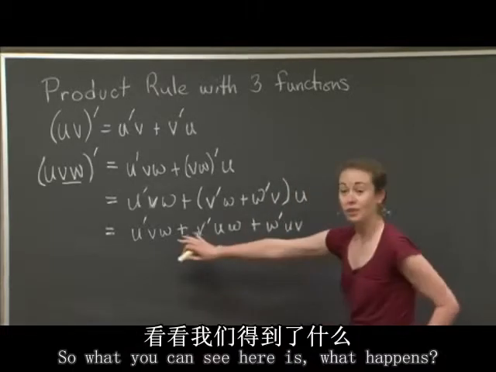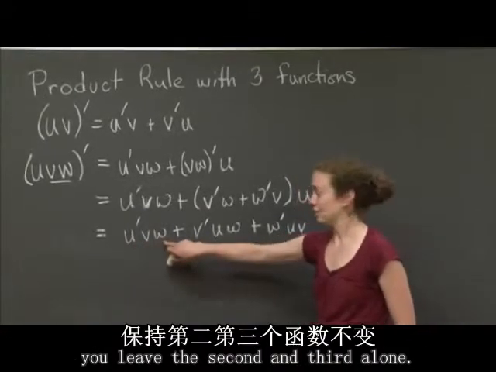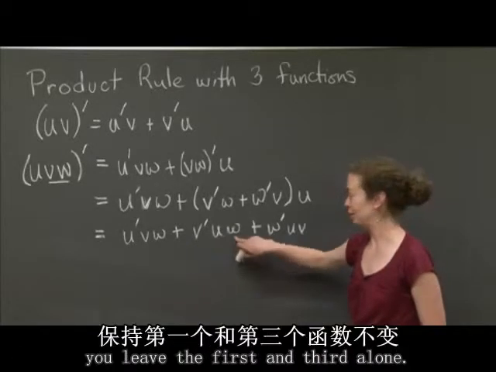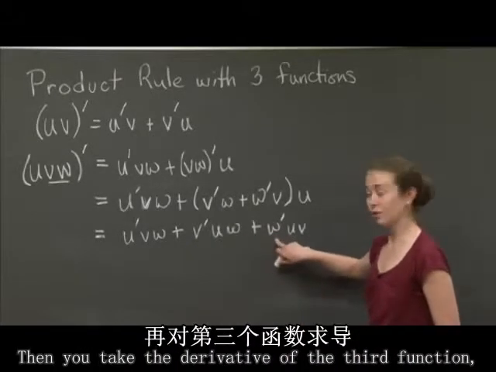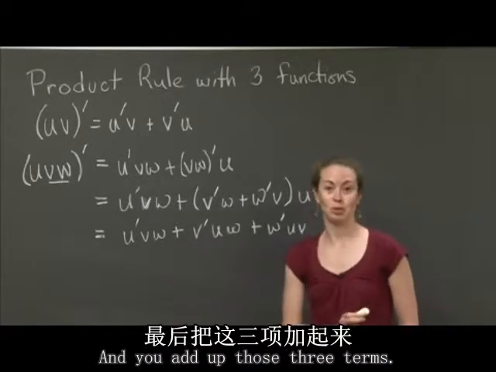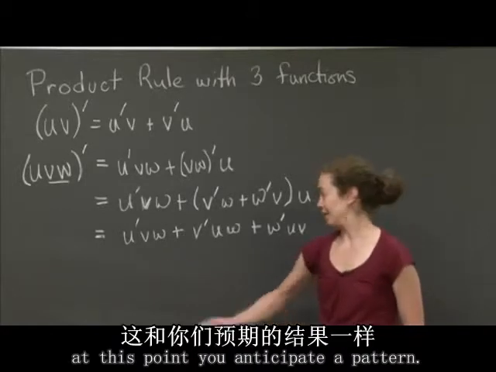So what you can see here is what happens. You take the derivative of the first function, you leave the second and third alone. Then you take the derivative of the second function, you leave the first and third alone. Then you take the derivative of the third function, you leave the first and second alone, and you add up those three terms. I would imagine that at this point you anticipate a pattern.